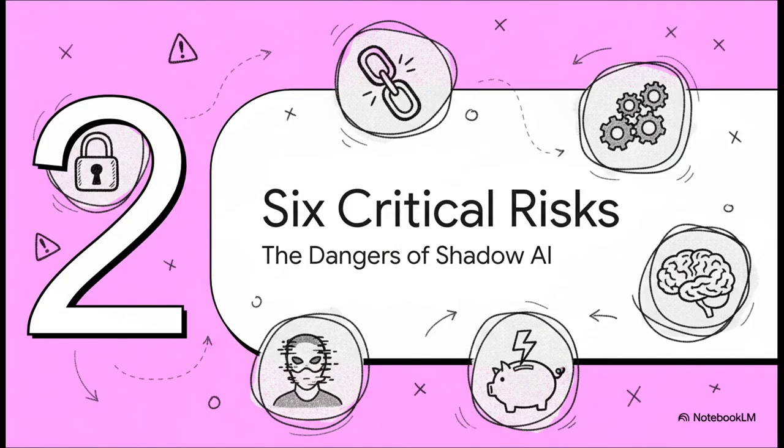Okay, so why is this so incredibly dangerous? Well, security experts are now treating shadow AI as its own distinct threat class. And for good reason. It completely bypasses all your carefully built enterprise controls, it creates these huge compliance gaps, and it widens your attack surface in ways you can't even see. So let's break down the 6 critical risks that really define this threat.